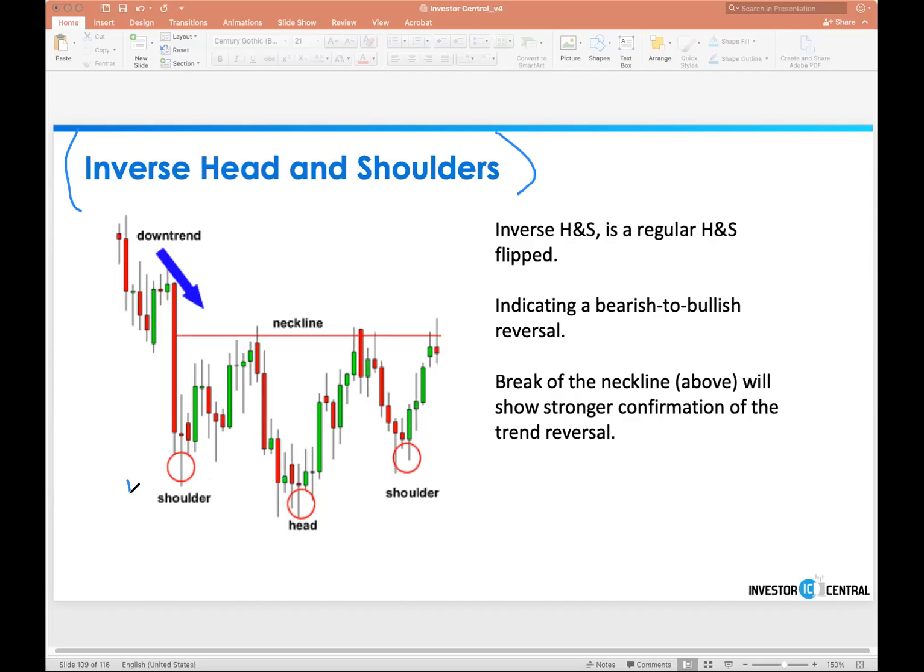You have your left shoulder, your head, your right shoulder, and that neckline. In this case, our neckline would be a level of resistance, not support. So we want to see that break. If you see this break, we can have a stronger confirmation that this chart pattern is signaling a reversal to the upside. So buying calls, buying equity here, whatever you think it was or is for XYZ stock, would be a nice price point to enter.